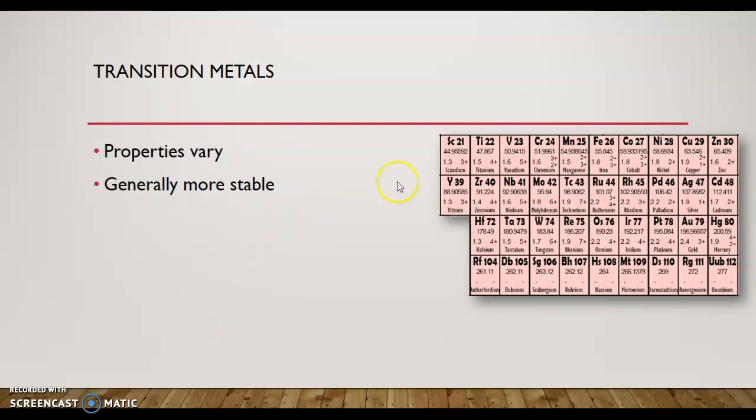Your transition metals are groups 3 through 12. The properties vary, but they generally are more stable. You will see over towards this end, elements that are very stable and what we use for currency. So copper and silver and gold, those are all very, very stable metals.